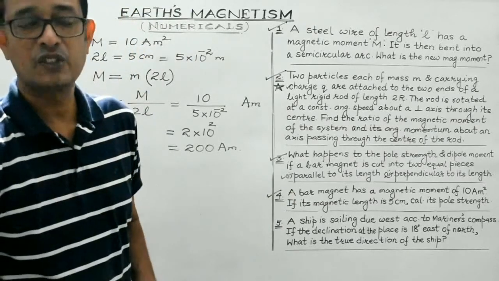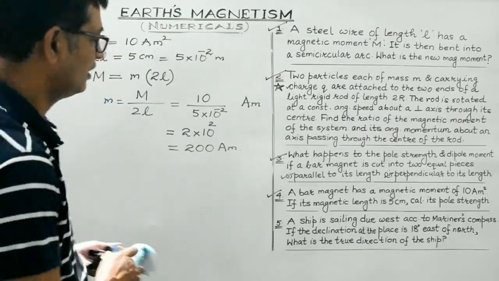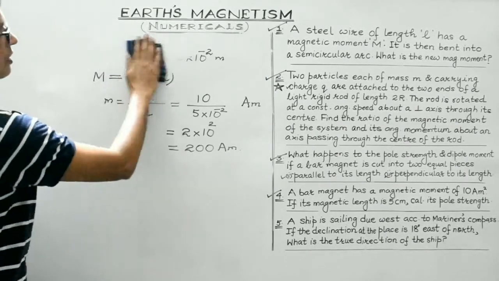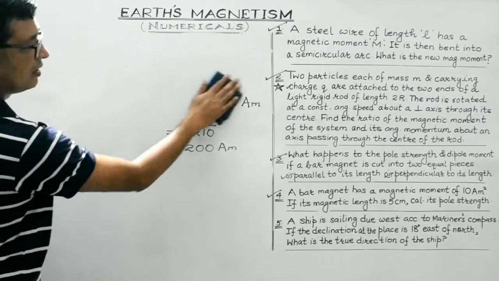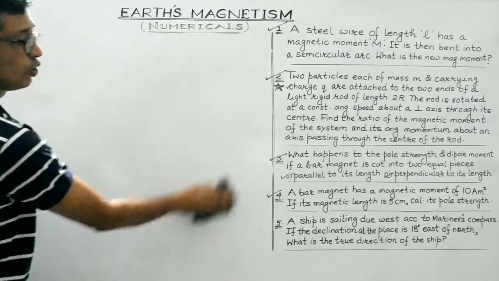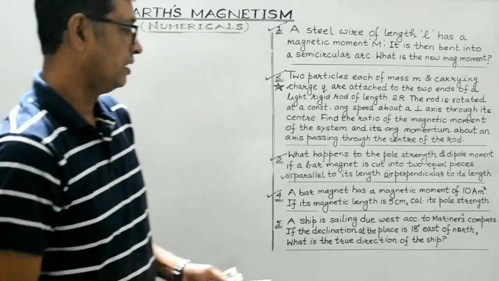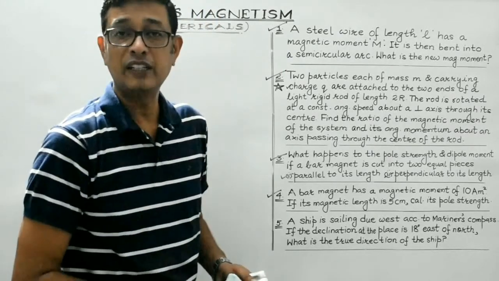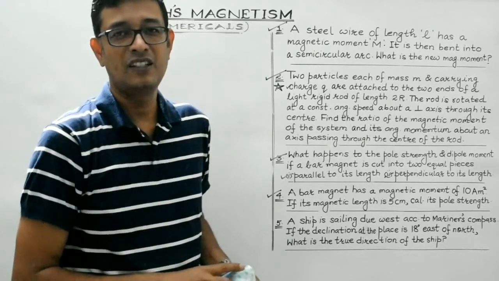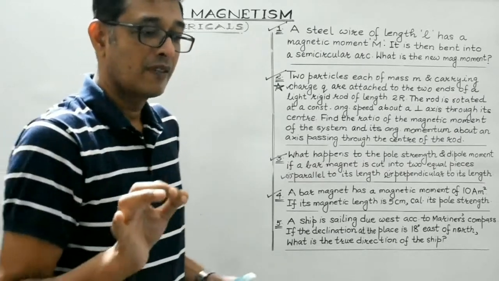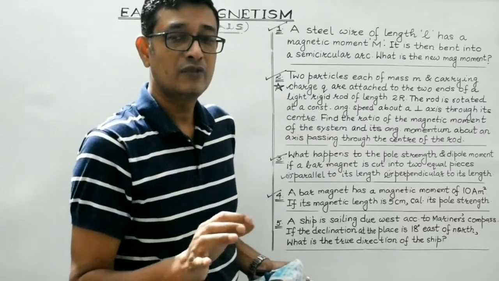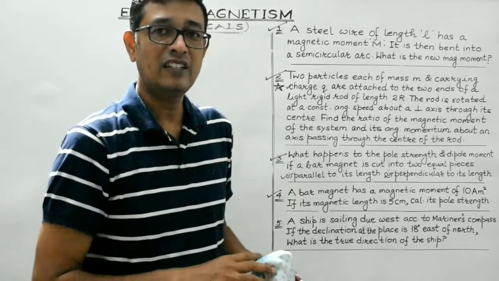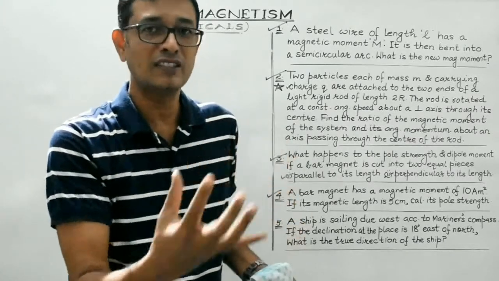Question number 5, friends, is based on the magnetic elements of Earth. Right? Question number 5 is, a ship is sailing due west according to mariner's compass. If the declination at the place is 18 degrees east of north, we are supposed to find out the true direction of the ship. Now students, we are aware there are 3 physical quantities with the help of which the Earth's magnetic field can be studied in detail, completely, both in magnitude as well as direction.